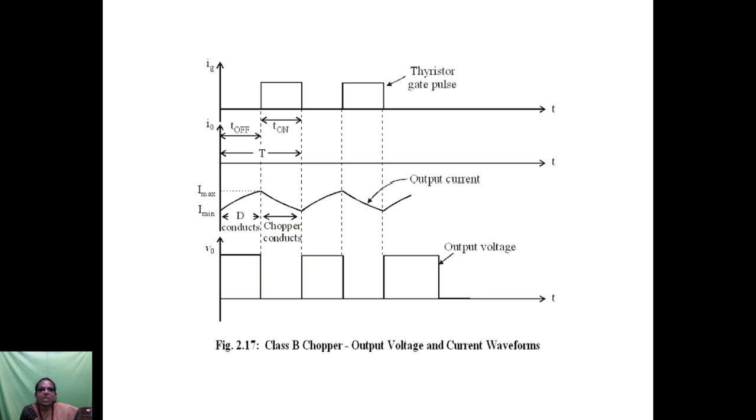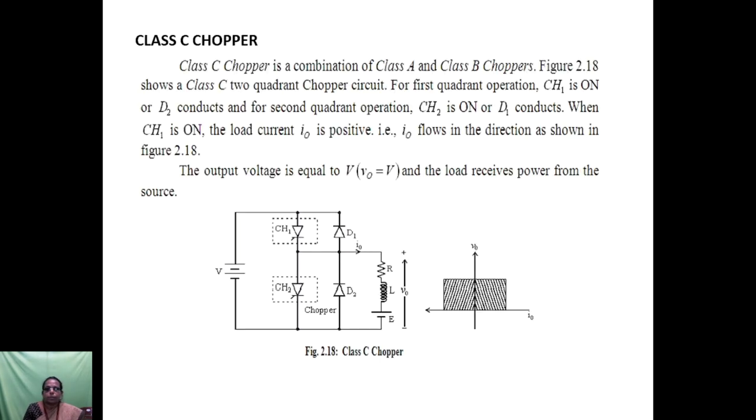From the T on value, for the T on time, D will be conducting. For the T off time, the chopper will be conducting. Next will be the voltage waveform. This is V0, the output voltage.